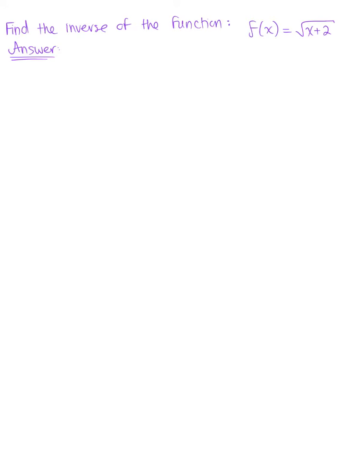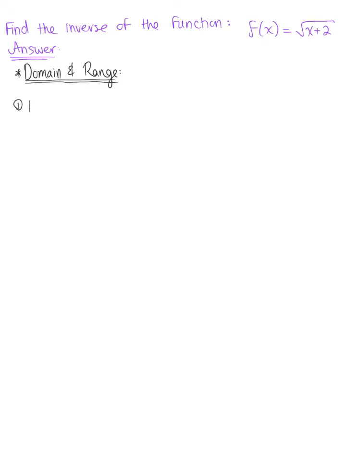Find the inverse of the function f of x is equal to the square root of x plus 2. So anytime you're asked to find the inverse of a square root, it's going to be crucial to start by finding the domain and range and sketching a graph. We'll then be able to use the domain and range and the graph of the original function to define any restrictions on our inverse function.